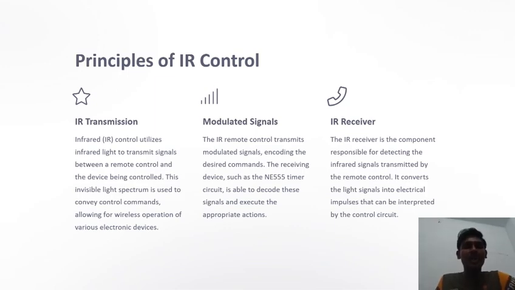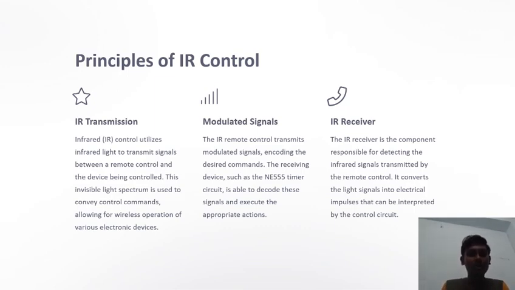So what is IR? IR is infrared. It is used in three types: IR transmission, modulated signals, and IR receivers. First, let's see about IR transmission. It is used for transmission, just as traffic lights also use red light. It has a wavelength, so it is used in transmission.